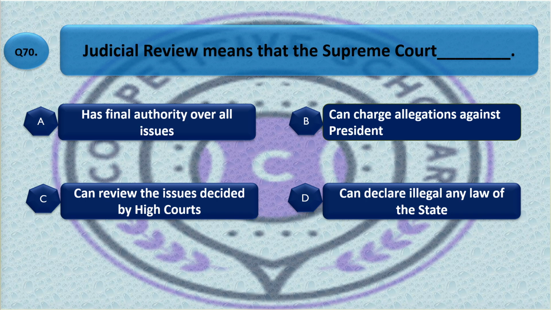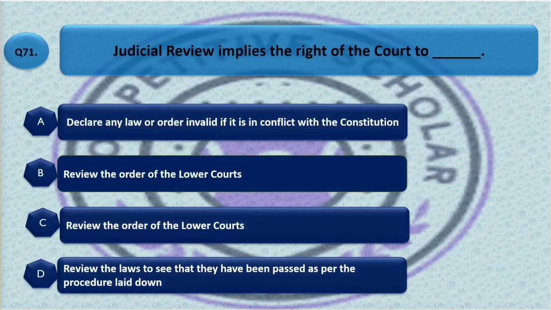Question number 70. Judicial review means that the Supreme Court has final authority over all issues, can charge allegations against President, can review the issues decided by High Courts, can declare illegal any law of the state. Answer is D. Question number 71.